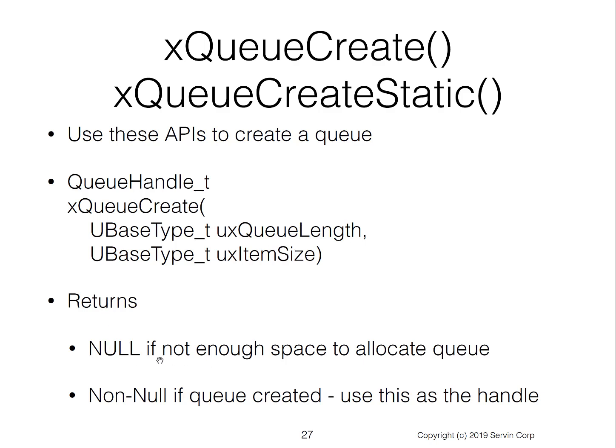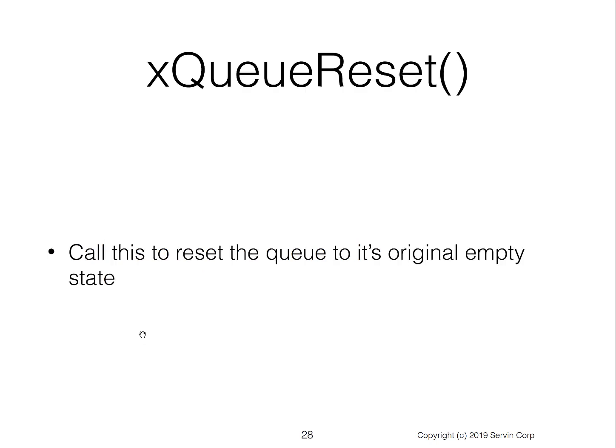If there's not enough space, you'll get a null returned, saying there's not enough space for the queue. You'll get non-null if the queue is created, and that'll become the handle that you can use to access the queue. If you want to reset the queue to its initial empty state, simply call xQueueReset.